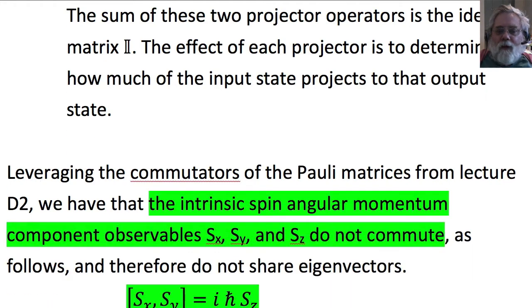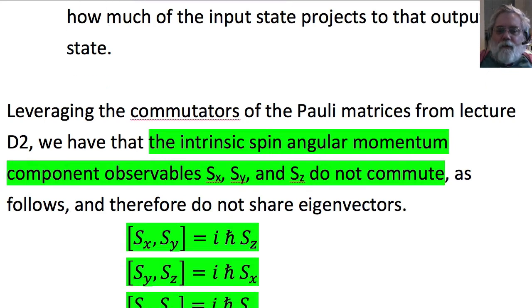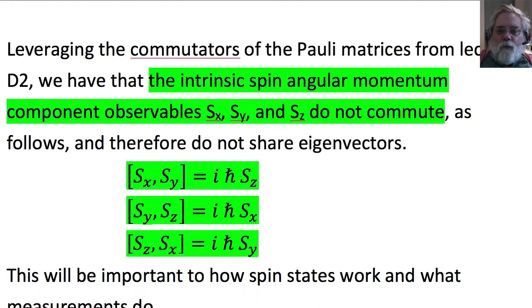Now, leveraging the commutators of the Pauli matrices from lecture D2, we have that the intrinsic spin angular momentum component observables Sx, Sy, and Sz, do not commute because the Pauli matrices do not commute. So they do not commute, and we have commutation relations as follows. The commutator of Sx with Sy is i h bar Sz, and cyclically, YZX, ZXY, order matters.